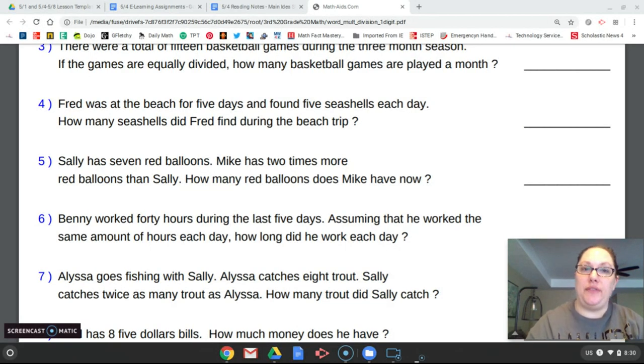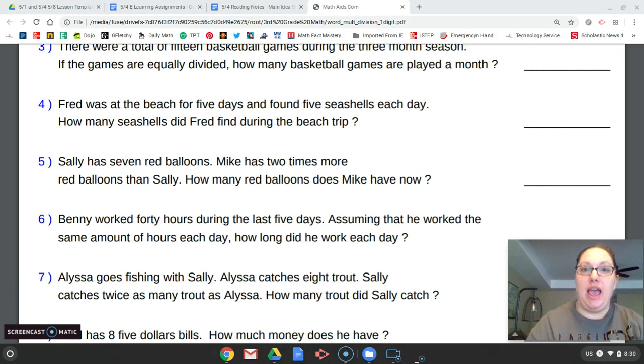So look at number 4. It says, Fred was at the beach for 5 days and found 5 seashells each day. How many seashells did Fred find during the beach trip? So see how it says how many seashells did he find? So they want you to tell the total. If you are supposed to tell the total, that's multiplication, because multiplication is adding on repeatedly, right? So you're always going to end up with the total amount at the end. So let's think about how could we make equal groups to show this.